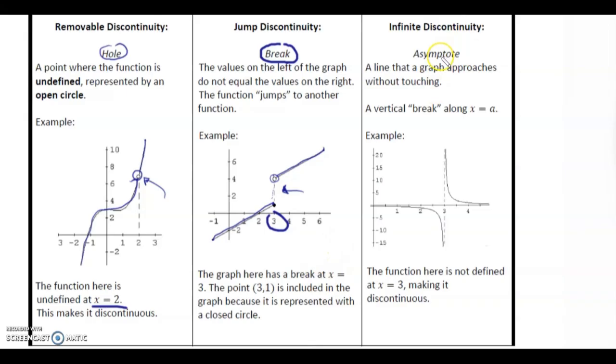Okay, and then there's infinite discontinuity, and this occurs when there is an asymptote, a line that a graph approaches without touching. We've seen this before. I'm going to give the example of a vertical break along x equals a. So again, the graph starts here. We continue, continue, but it goes down forever. Then there is a vertical asymptote, and we have to jump up here to infinity and come back down. The function here is not defined at x equals 3, making it discontinuous.